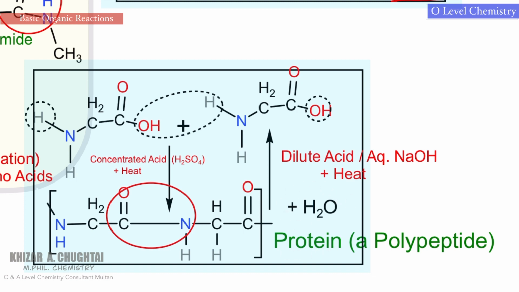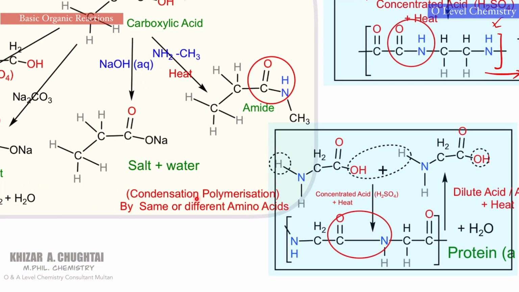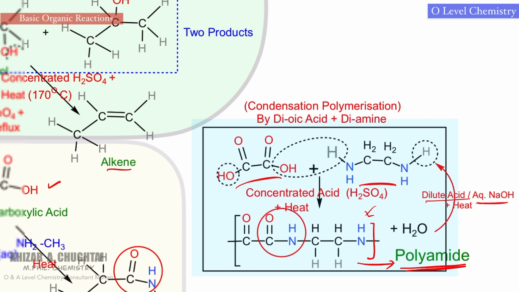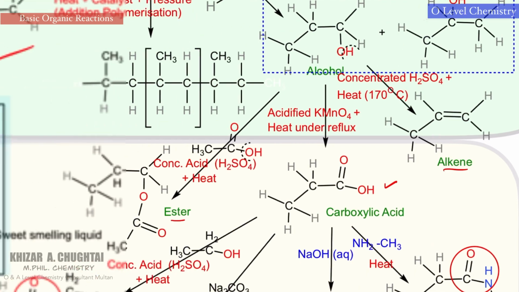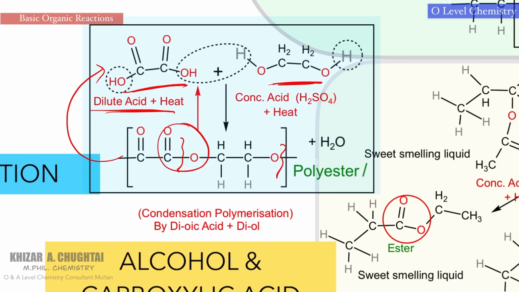And once again, there is the formation of an H2O molecule. This is again an example of condensation polymerization. Same or different amino acids meet together to make a polymer that is said to be protein. Same was the case over here. It is again an example of condensation polymerization when dioic acid and diamines are allowed to react under certain conditions. Then there is the formation of a condensation polymer, but this time its name is polyamide. The previous one, the first one, when dioic acid is allowed to react with a diol, there is the formation of a condensation polymer that is said to be a polyester.